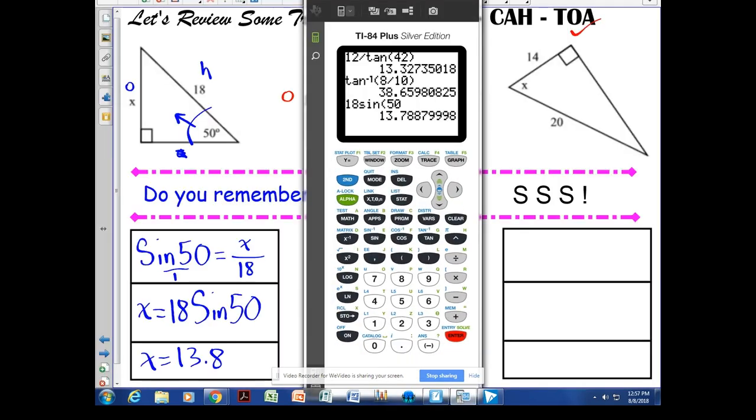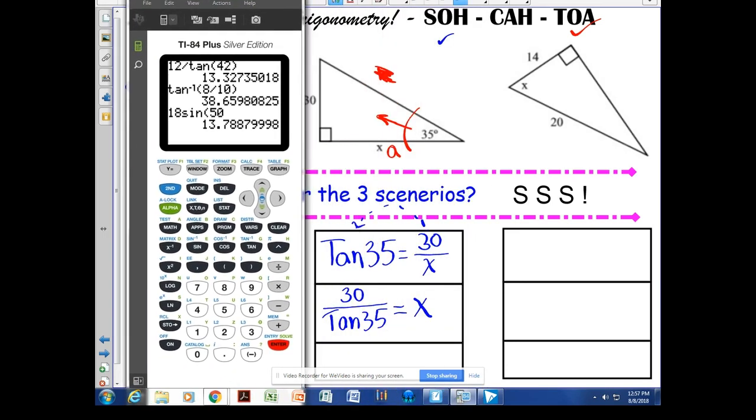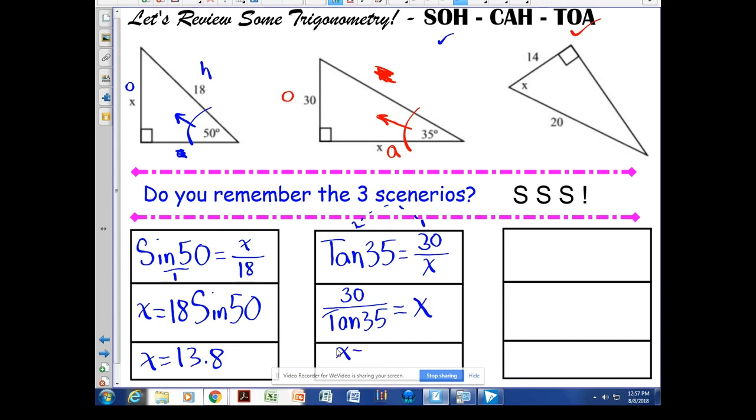Let's get out the calculator. Let's put in 30 divided by tan 35, enter, and we can see that that's going to be equal to 42.8. X will be equal to 42.8. And then we get to the final problem of the day.